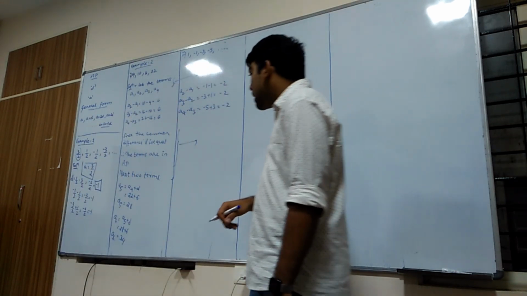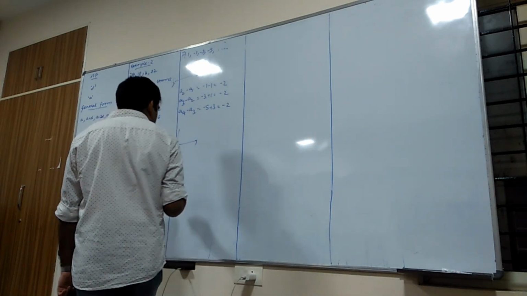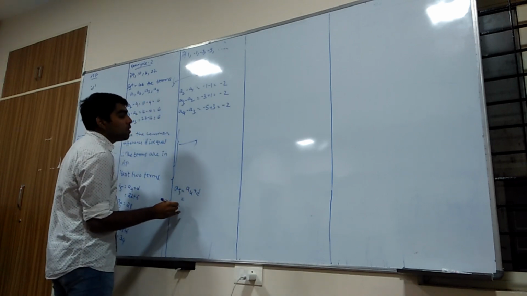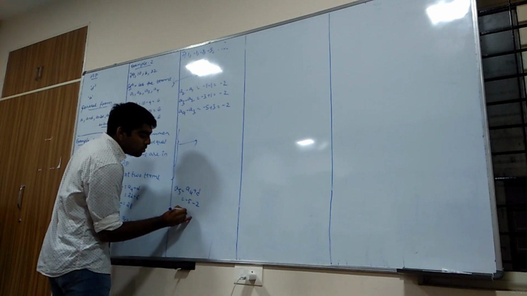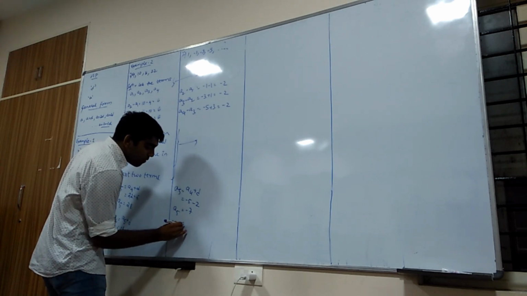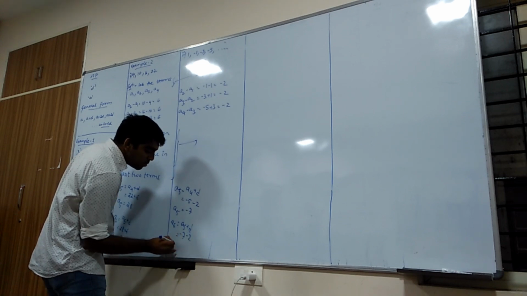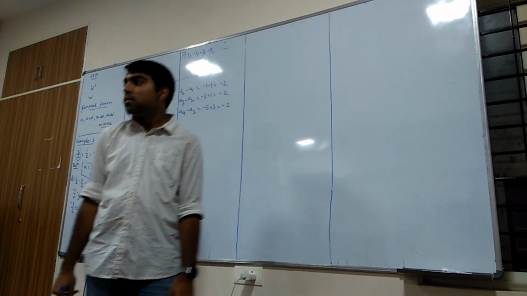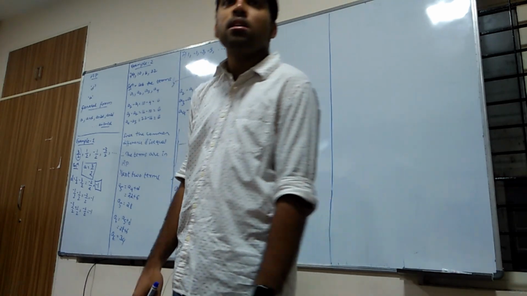Then the next two terms. A5 is A4 plus D. What is A4? Minus 5. D is minus 2. How much? Minus 7. This is A5. What is A6? A5 plus D. What is A5? Minus 7 minus 2, minus 9. Doubt? Well, chapter is easy.